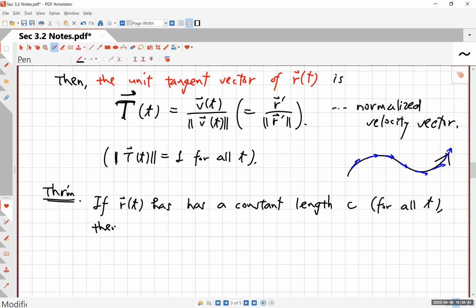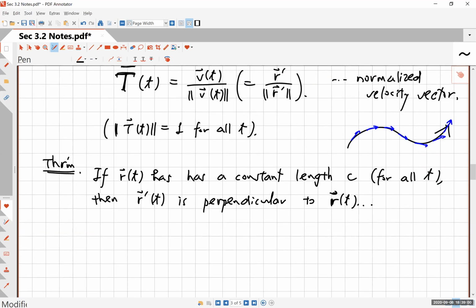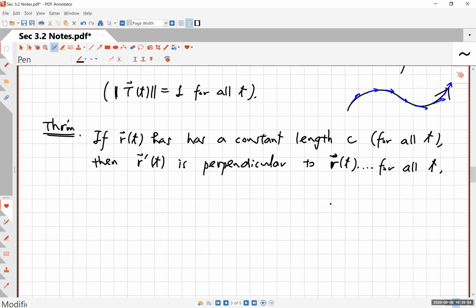then the derivative is perpendicular to r of t. So the velocity is going to be always perpendicular to that. And this is true for all t. Let me illustrate what I'm talking about, okay? So just a moment.